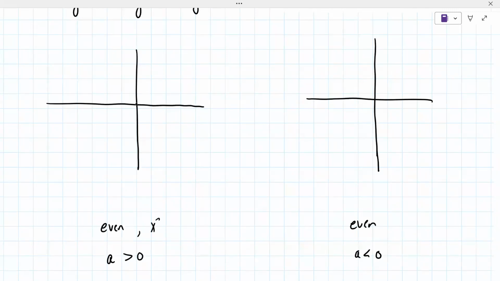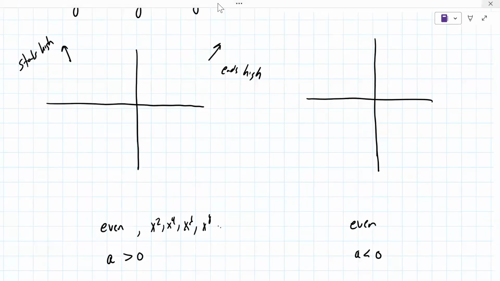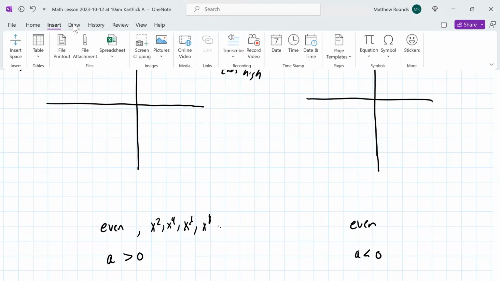So examples of these are like x squared, x to the fourth, x to the sixth, x to the eighth, and so on. Now this a greater than 0 would be like 1x squared or 2x to the fourth or 10x to the sixth. It's just positive, okay? And the language I like is that it starts high and it ends high. And it can do literally anything in between.